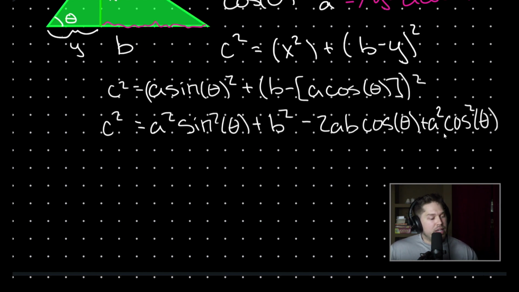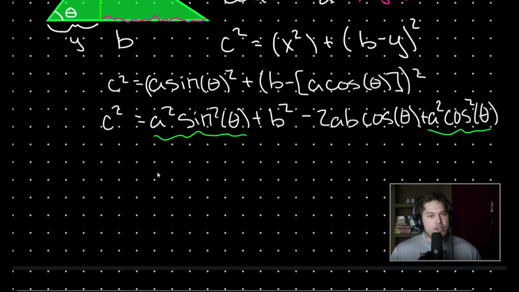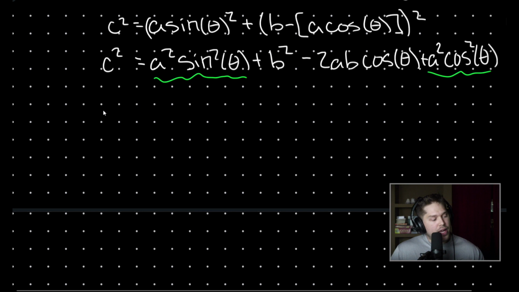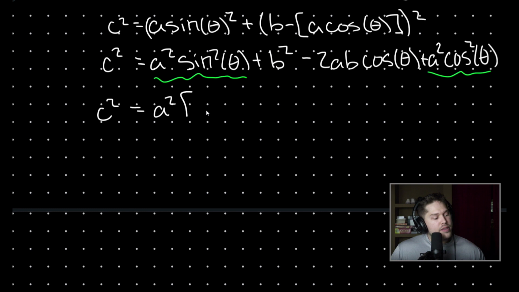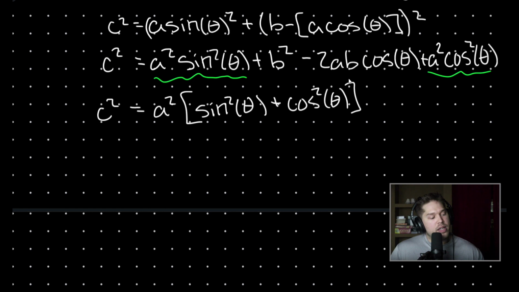All right, now let's group our a squared sine squared theta and our a squared cosine squared theta together. And let's factor out the a squared. And whenever we do that, we'll have c squared is equal to a squared times sine squared theta plus cosine squared theta. And then our remainder is the plus b squared minus 2ab cosine theta.